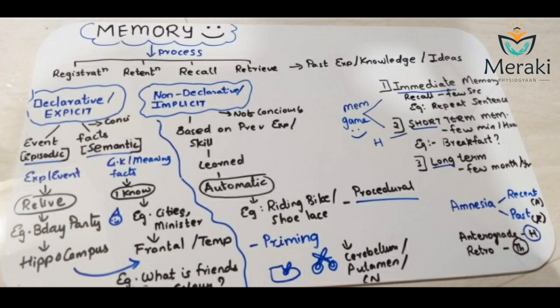So that's priming. As physios, it is very important for us to know this, okay, the types of memory, because sometimes declarative memory is affected and non declarative is not, or non declarative is affected. Okay, that will change your approach. Okay, all your ADLs, by the way, have implicit memory.